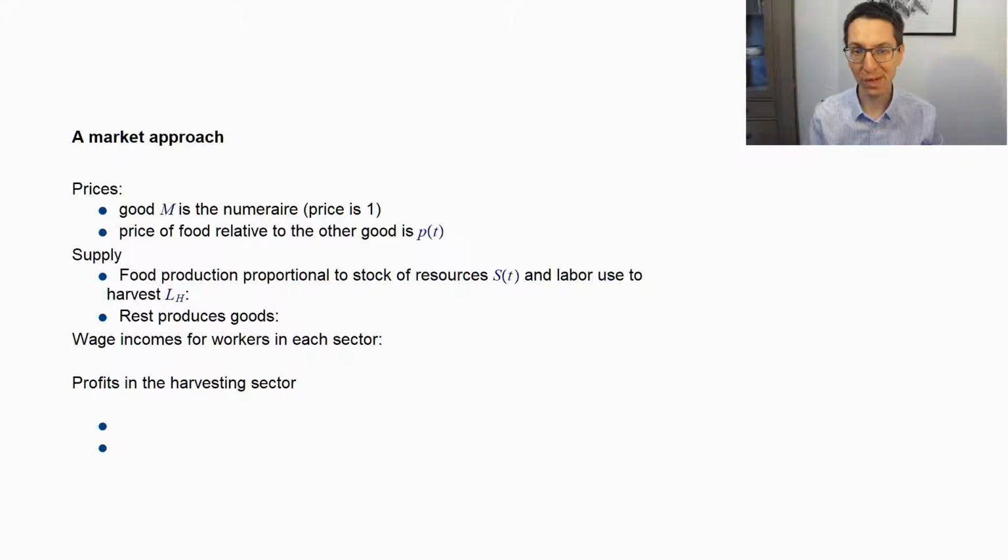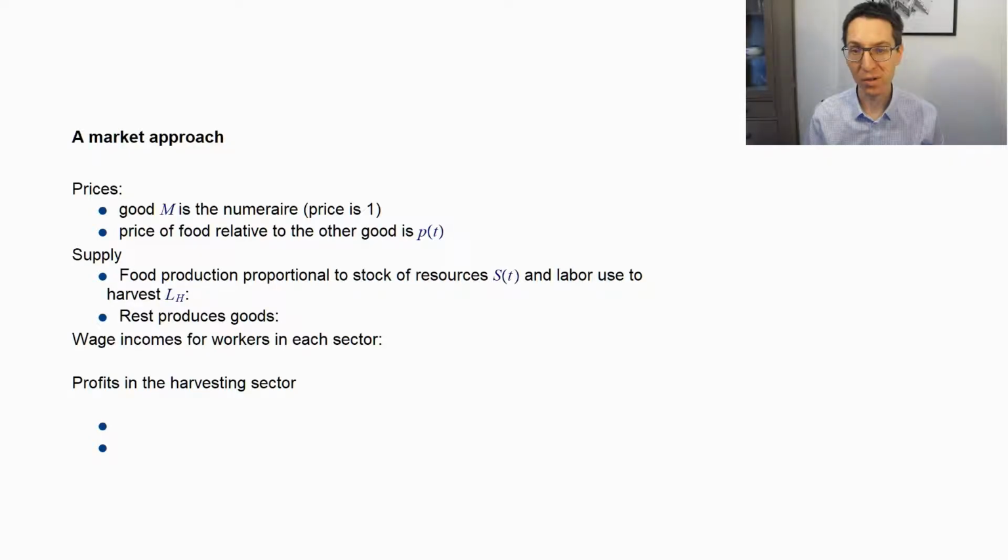So for market prices, let's continue to use the good M as numeraire and set its price to 1. The price of food relative to the other good is simply written P_t. Now that we have markets, we have a supply side and a demand side. So let's write the supply side.